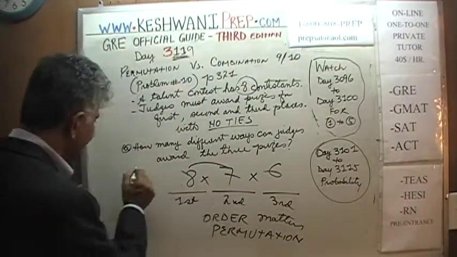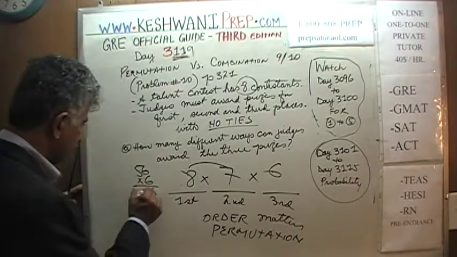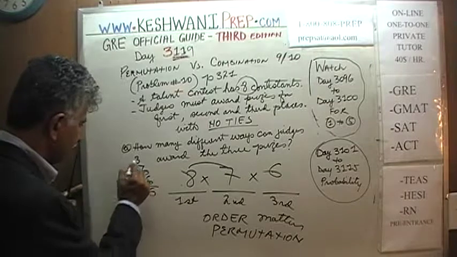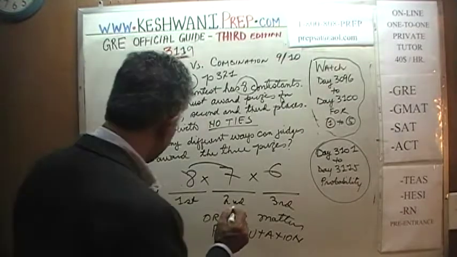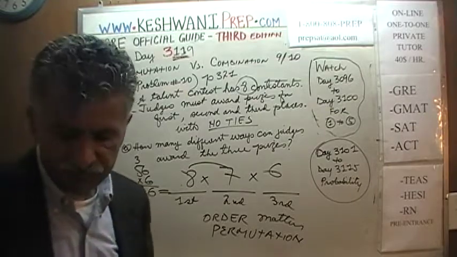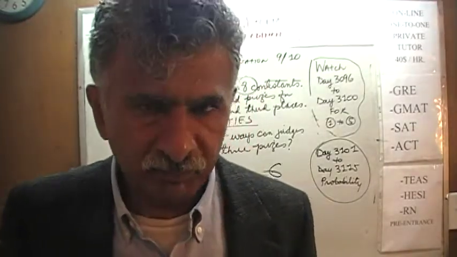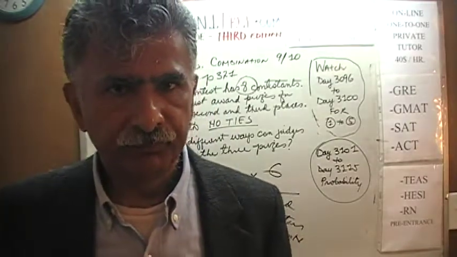8 times 7 is 56. 56 times 6. 6 times 6 is 36, 6 carry 3. 6 fives are 30 plus 3 is 33. So it looks like we have 336 different ways that these prizes can be awarded: first prize, second prize, third prize.